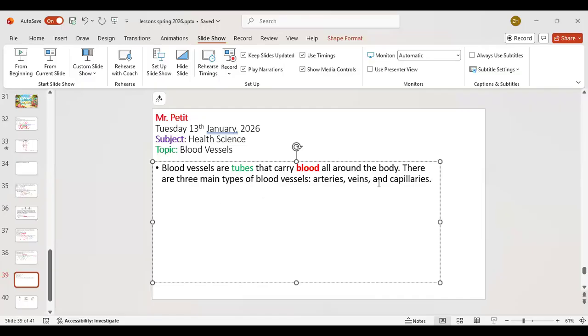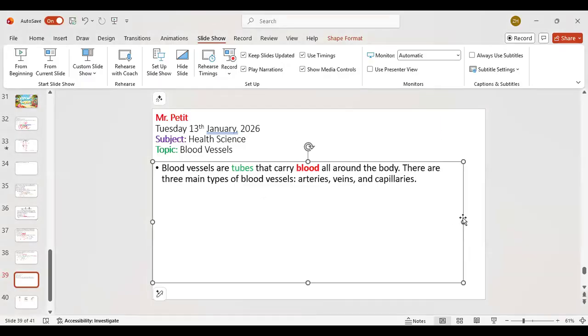Veins. You sure it's the veins? Which blood vessels carry blood away from the heart? It's veins to the heart and away from the heart is arteries, because A for artery is A for away. All right.